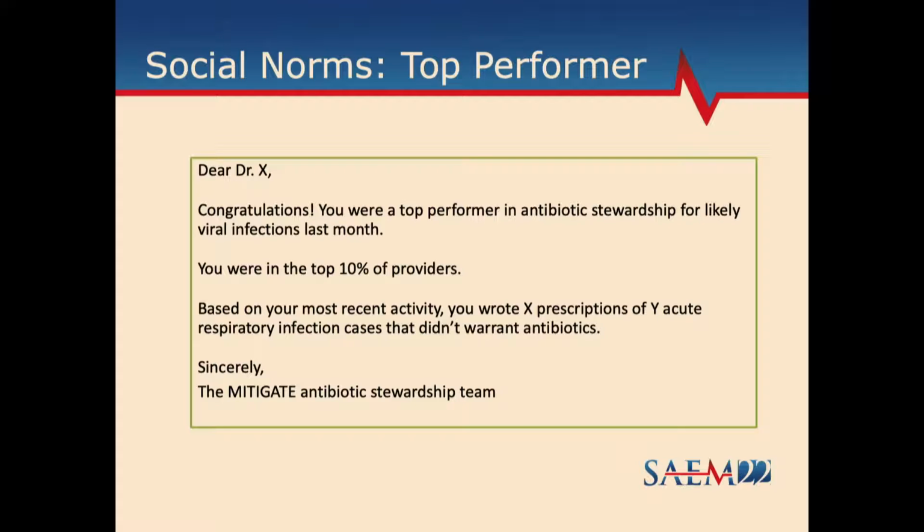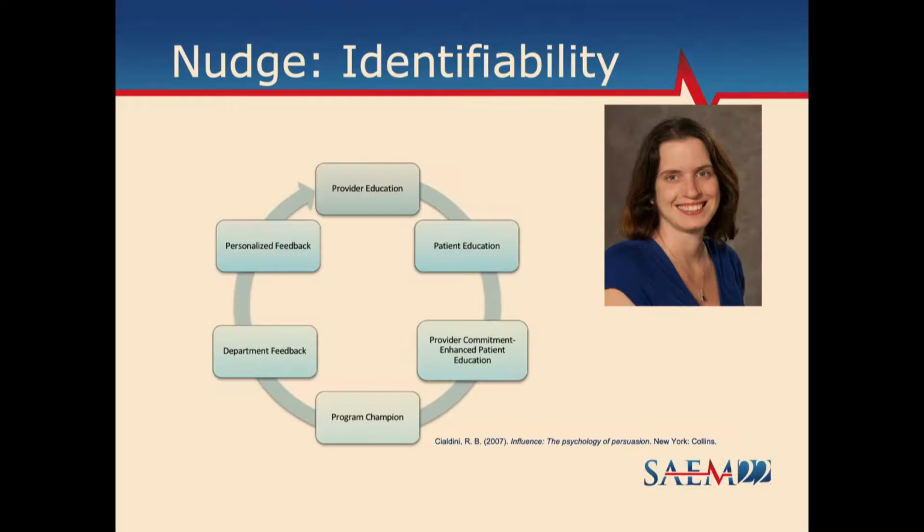The top 10% of providers basically got this congratulatory letter. The nice thing about the viral URI prescribing is the improvement was always possible. So basically, we got to 0 in many providers by the end of the study. We also used the nudge of identifiability. So I'm the antibiotic stewardship champion for our site, and so it's this loop where people want to do things for people that they know or like, and so that's the nudge of identifiability.